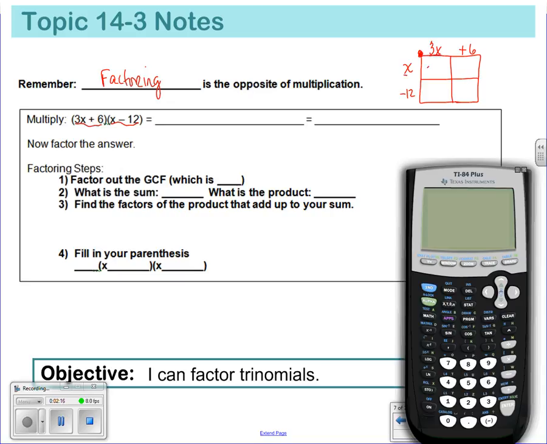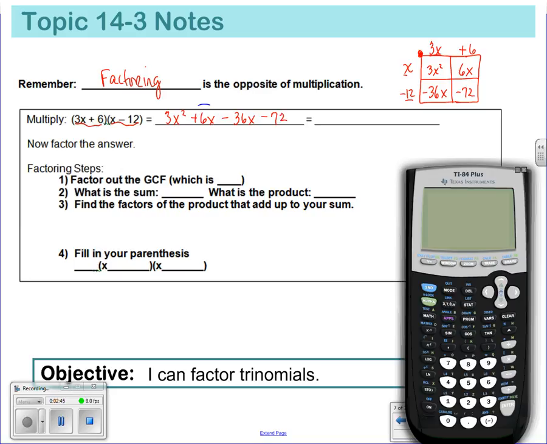3x times x gives us 3x squared. 6 times x is 6x. 3x times a negative 12 gives us a negative 36x. And then 6 times a negative 12 will be a negative 72. Now I'm going to take what's in my box and write it out. We get 3x squared, plus 6x, minus 36x, and minus 72.